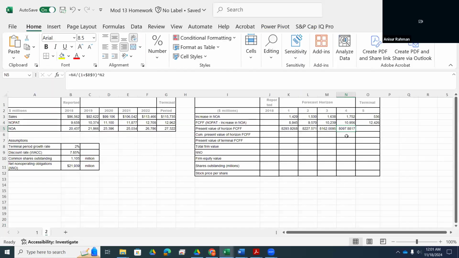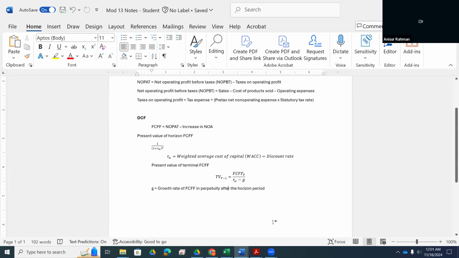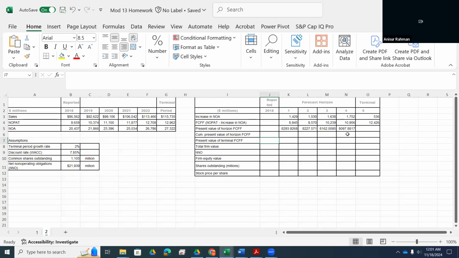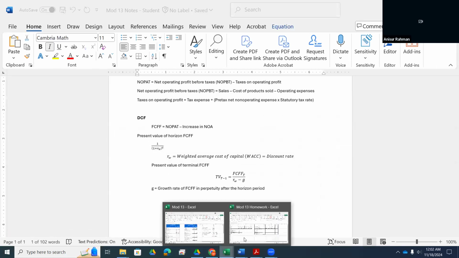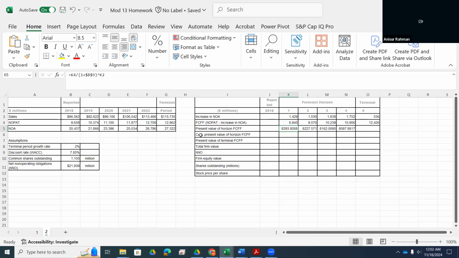And after that, we have to calculate the present value of the terminal free cash flow. Because it is at the end of year 4, we'll follow the same process as we followed here to calculate the present value of individual free cash flow. That means we'll apply this formula again. So let us do this. Before you do that though, we need to calculate the cumulative present value of horizon free cash flow to the firm. Horizon free cash flow is this individual free cash flow, and this will be at the end of 2018 in this cell.